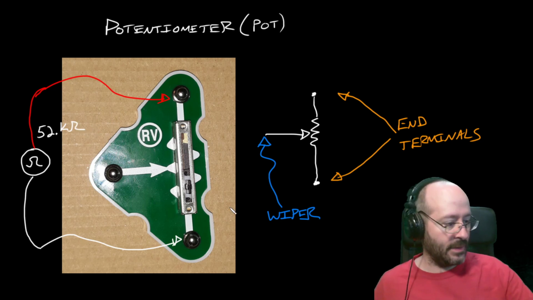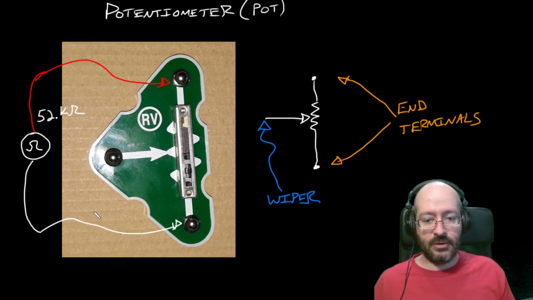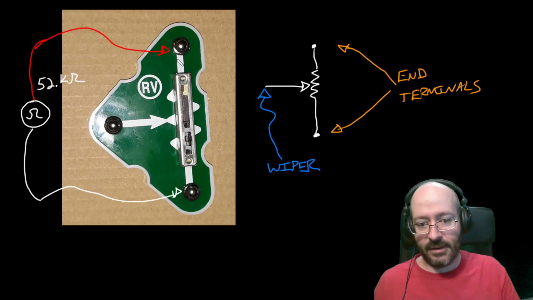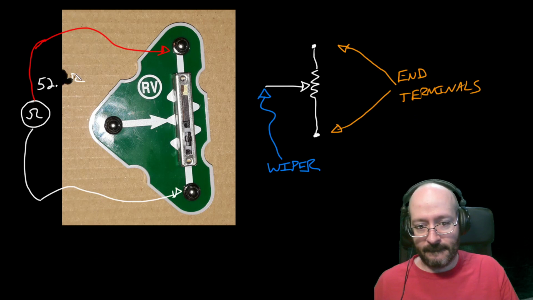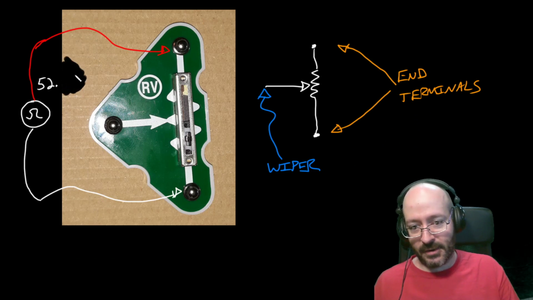Okay, so start with that. 52.5K. I forgot my... We'll just make that whole area black. That's just a little bit of cardboard.